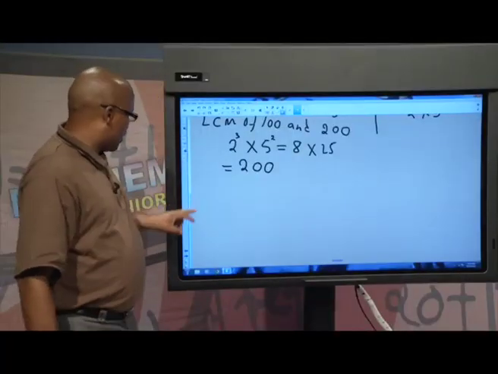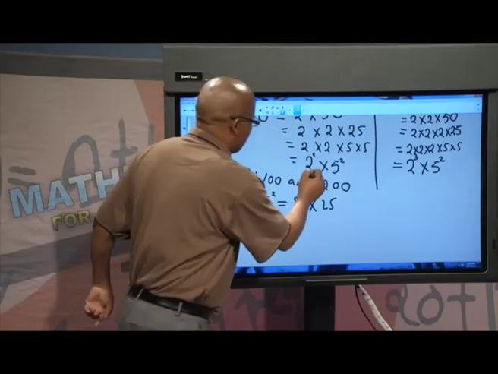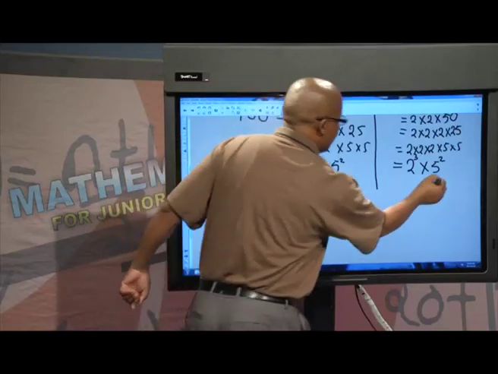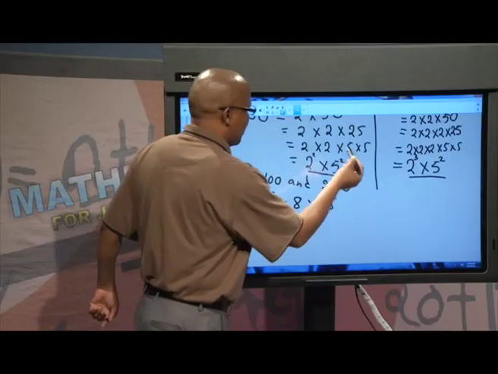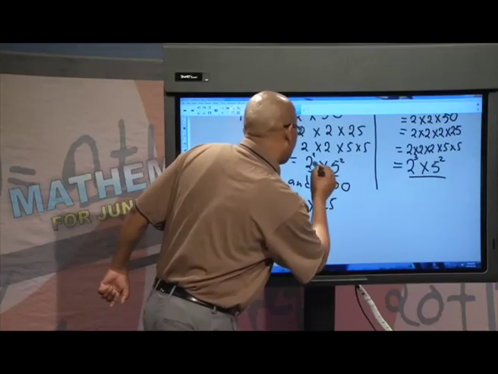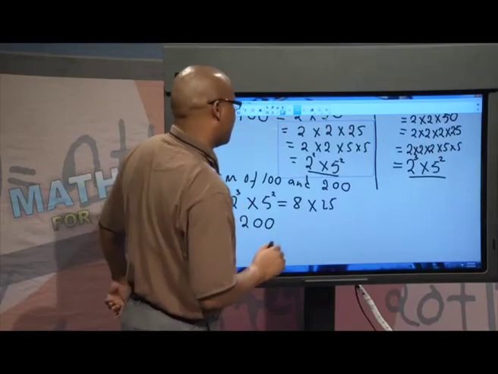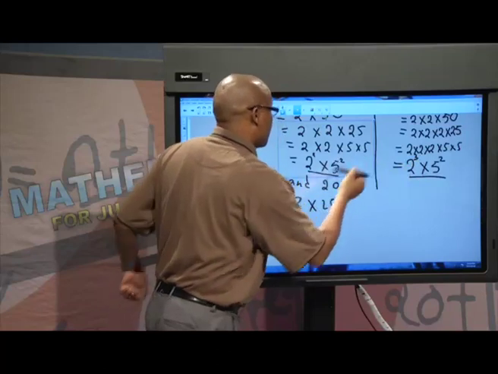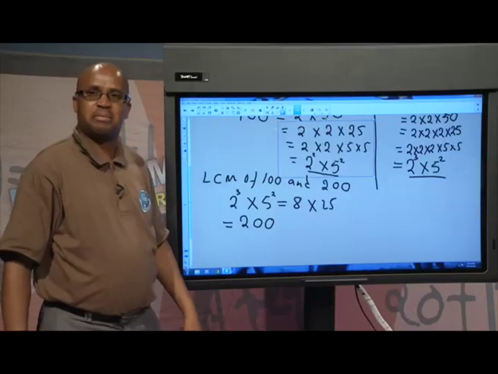Remember how we got it? You simply compare the two numbers. Here we expressed 100 as a product of its prime factors, and here 200 as a product of its prime factors. Now you compare the numbers in your two given variables. This is 2 to the power 2, 2 to the power 3. Take the one with the highest power, which is 2 to the power 3. Then 5 squared and 5 squared, so we take 5 squared. Then from there multiply them. You'll get the lowest common multiple. That's how we get it.